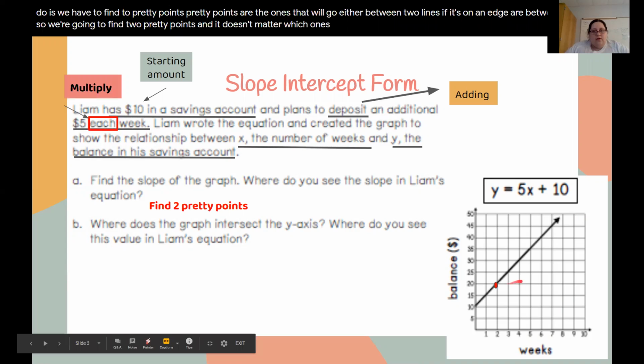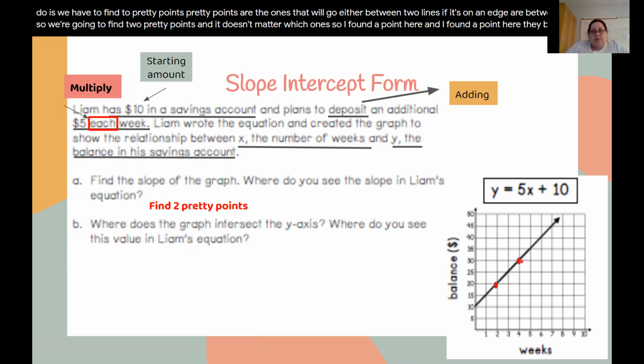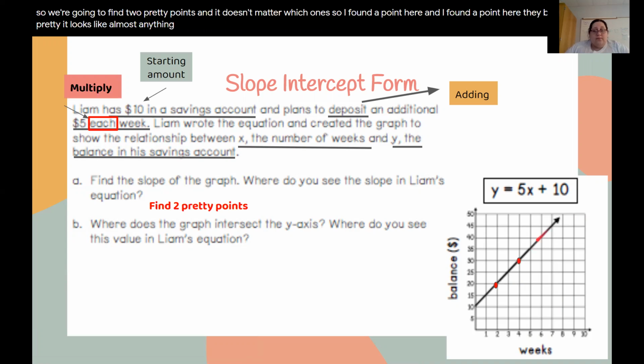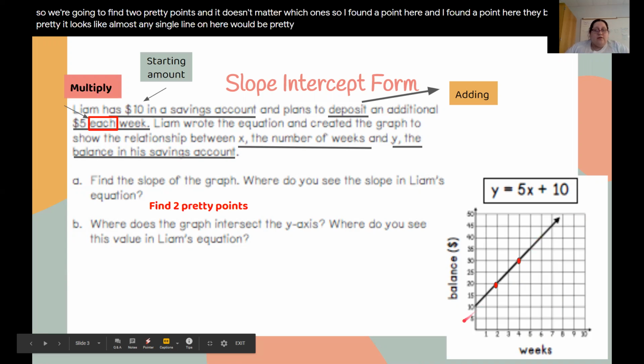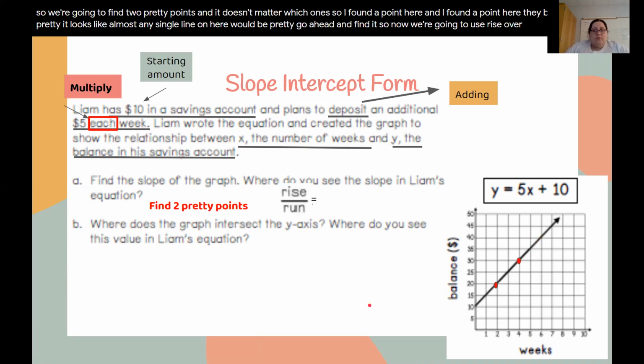So I found a point here and I found a point here. They both look pretty. It looks like almost any single line on here would be pretty, but you can pick any two lines to go ahead and find it. So now we're going to use rise over run to find our slope.